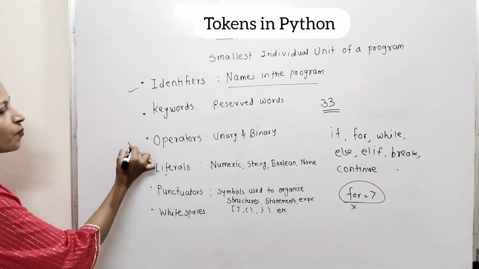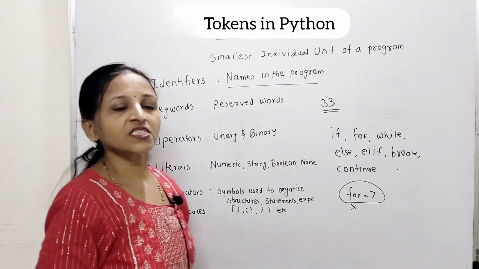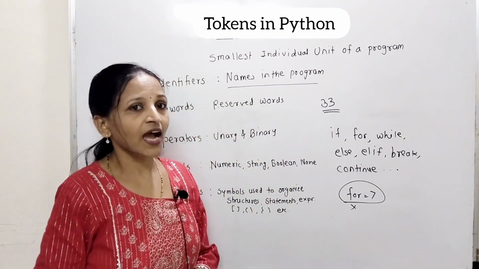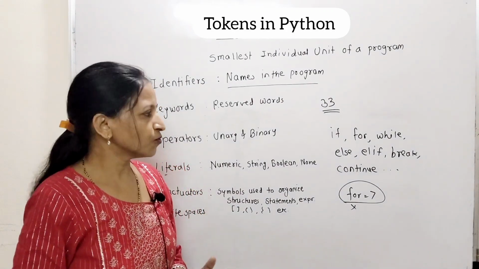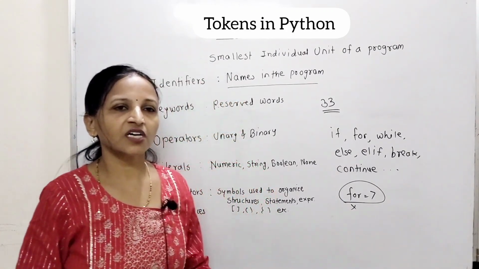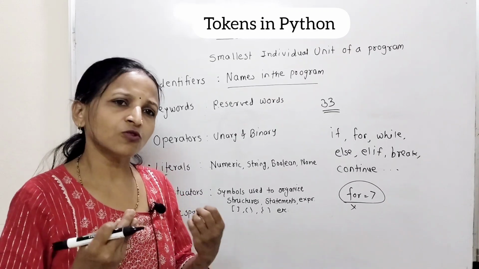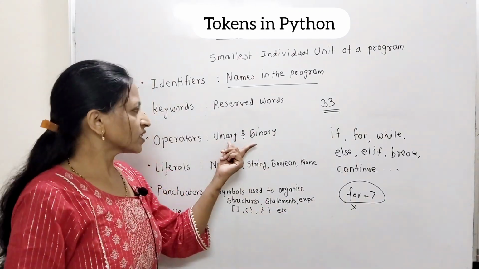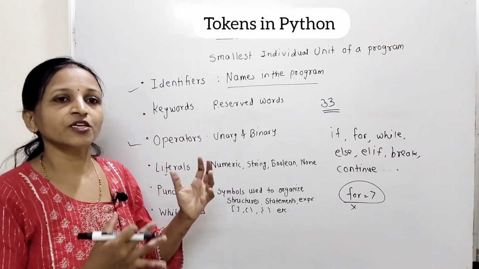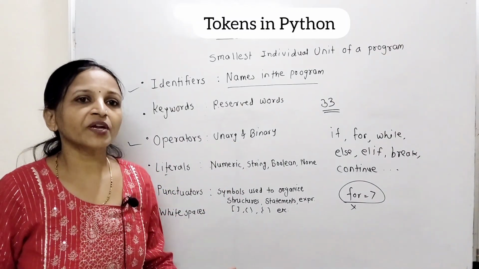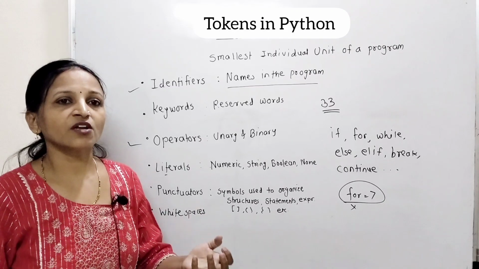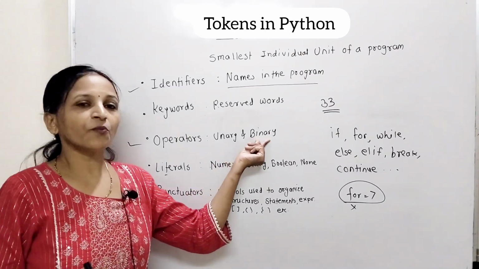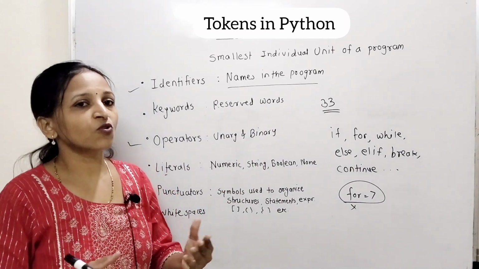Next one is the operators concept. An operator means a symbol that is used to take any mathematical or logical action on operands. In mathematics we use plus, minus, multiply, divide. Those operators are still present in Python. Python has two types of operators, unary and binary. Operators working on a single operand are called unary operators, like unary minus. Operators working on two operands are called binary operators.